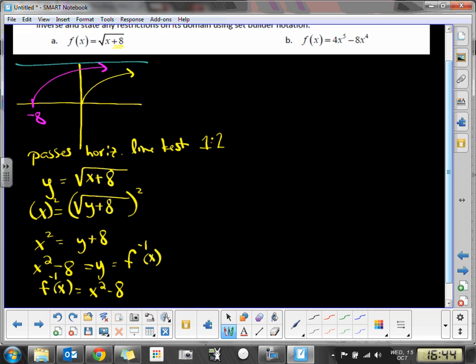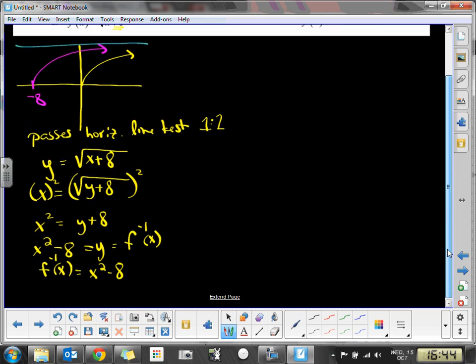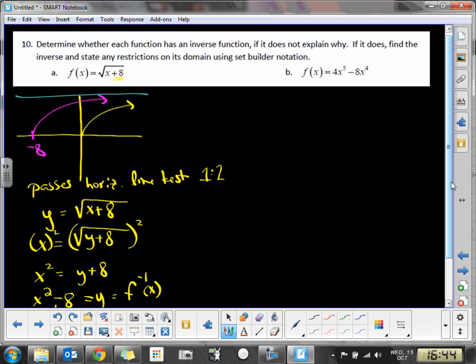Next thing we want to do is talk about any domain restrictions that it has. So I want to remember what happens to a function and its inverse. I'm going to come back up here and describe this purple graph's domain. The domain of the purple graph would have to be every x value that is greater than or equal to negative 8. I need to make sure that x plus 8 is greater than or equal to 0, which means x has to be greater than or equal to negative 8.